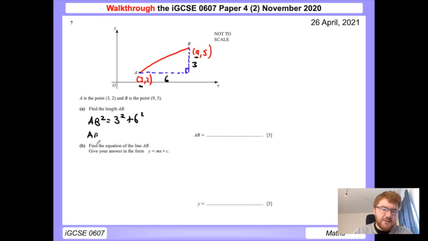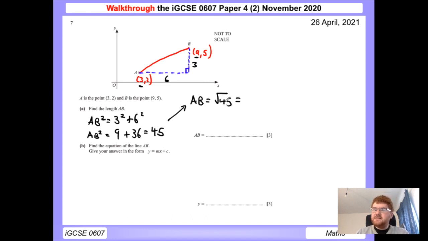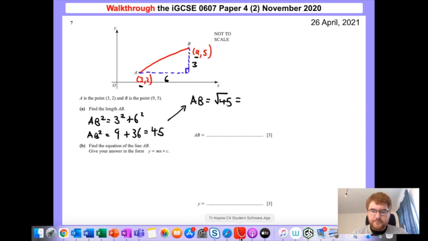Again, most of these things you can use a calculator to work out. 3 squared is 9. 6 squared is 36. 36 plus 9 is 45. But remember, this is AB squared. So to get our final answer for AB, well, what's the opposite of squaring? Well, square rooting. So we need to square root the 45 at the end. And this is the paper 4, so we're just going to use a calculator to work this out.